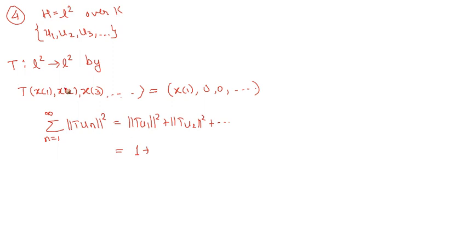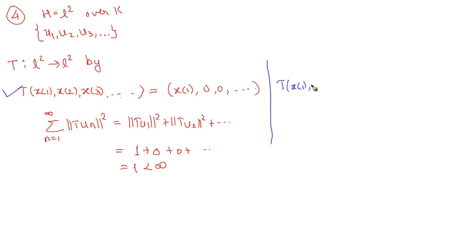Plus T of u2, where x2 is 1 and all others are 0, but here there is no x2, so that is 0. Plus norm of T of u3 squared. For u3, x3 is 1 and all others are 0, but there is no x3 here, so that is going to be 0. When x1 is 0, everything is 0. So the sum is 1. Again, this converges. So this is another example of a Hilbert Schmidt operator on an infinite dimensional Hilbert space.